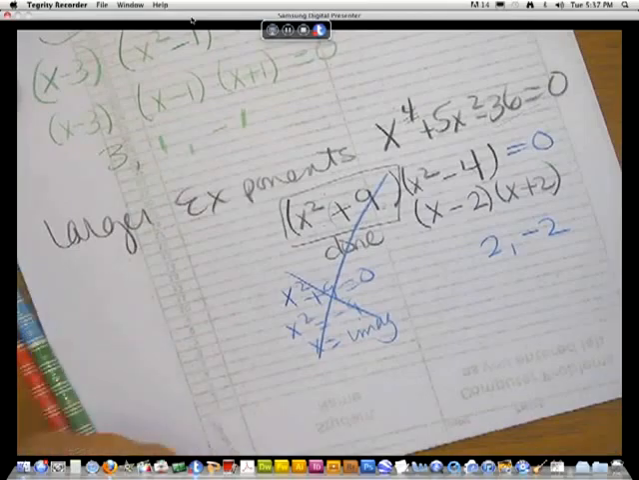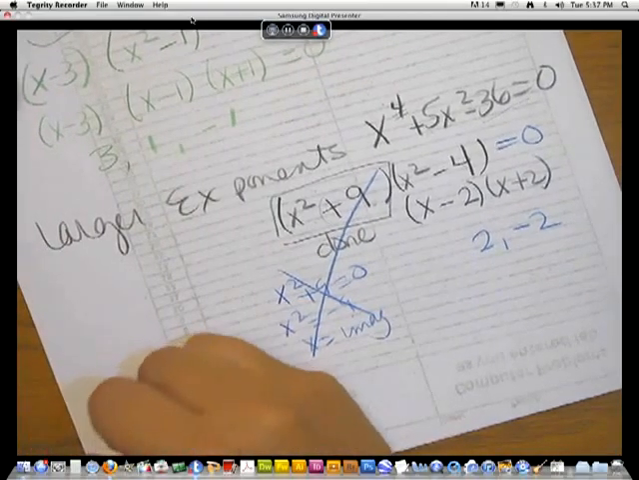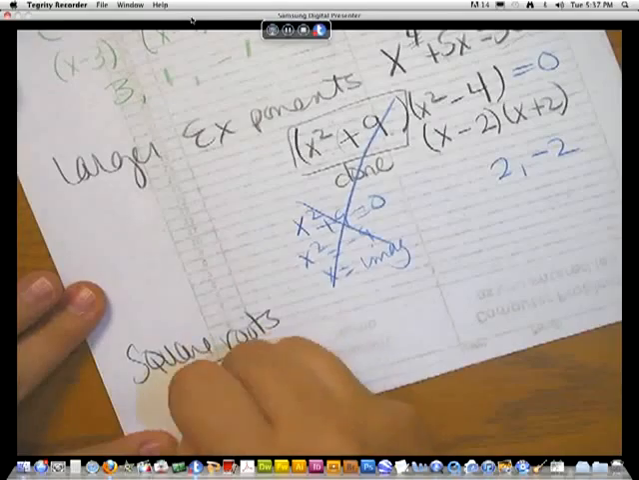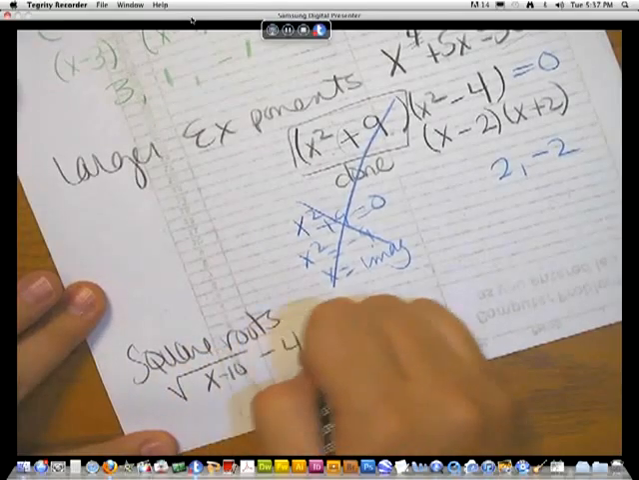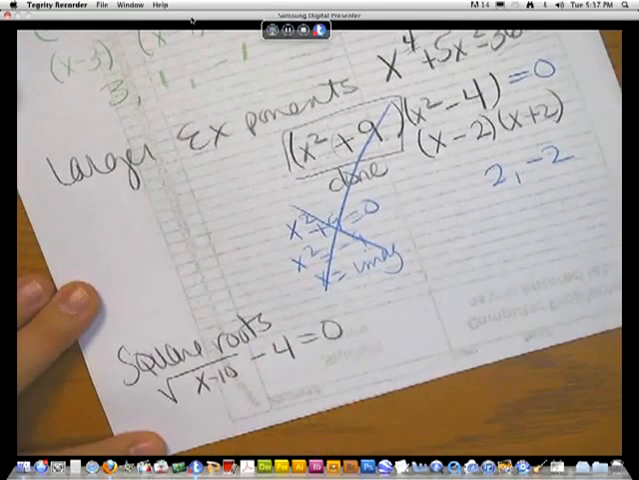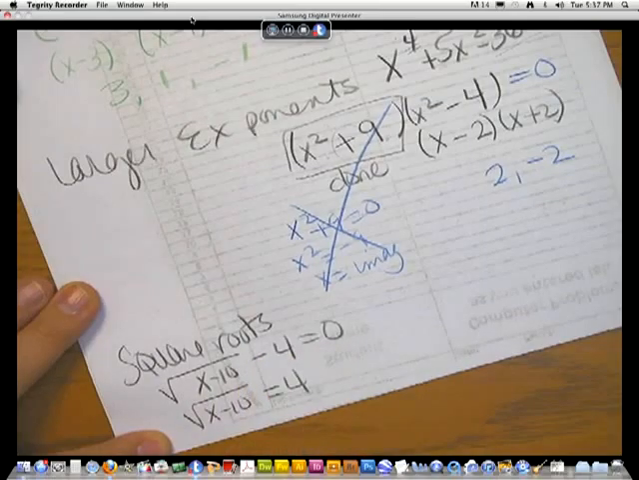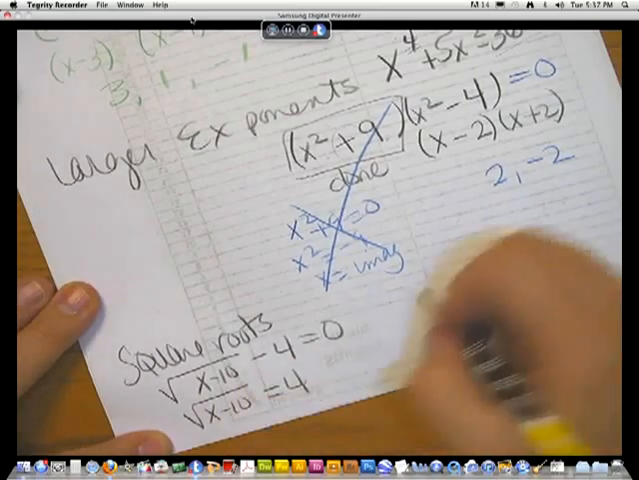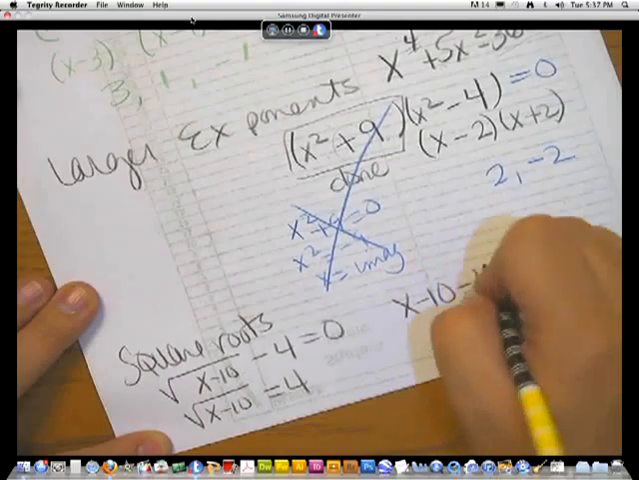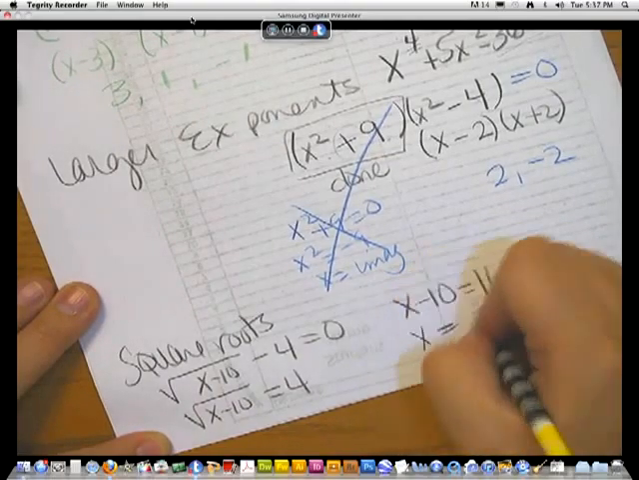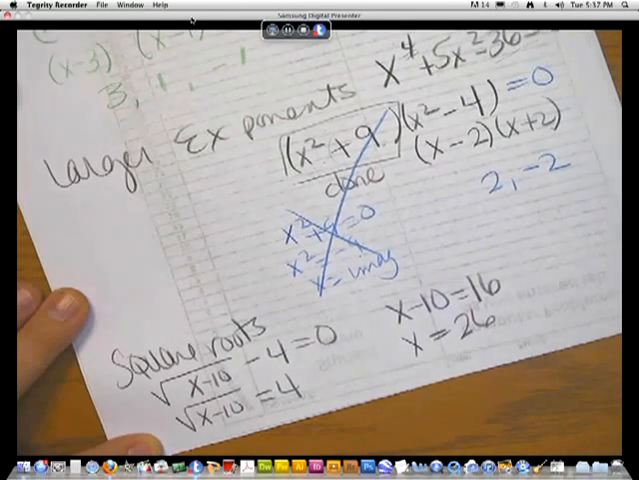All right. The last one that we need to do by hand are square roots. If I have the square root of x minus 10, minus 4 is 0, you always want to isolate your square root so that I get the square root of x minus 10 is 4. Now to get rid of the square root, we square both sides, so we're going to get x minus 10 is 16. Move the 10, we get 26.